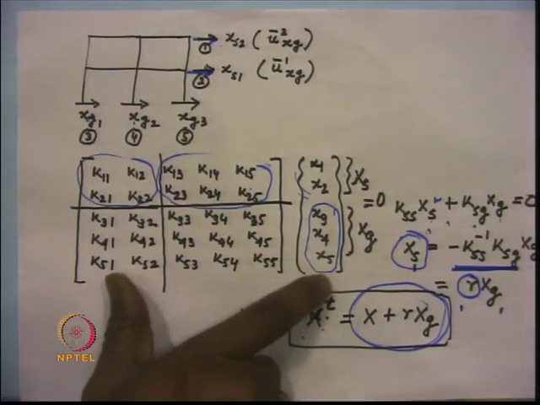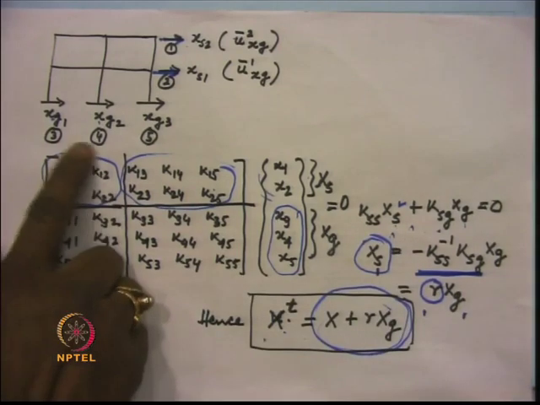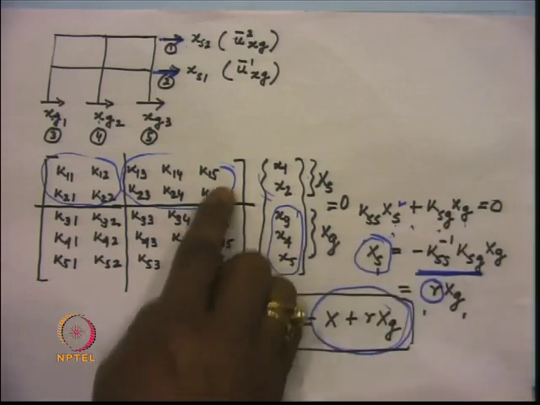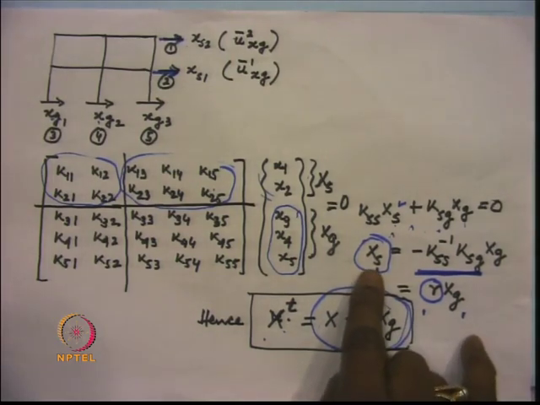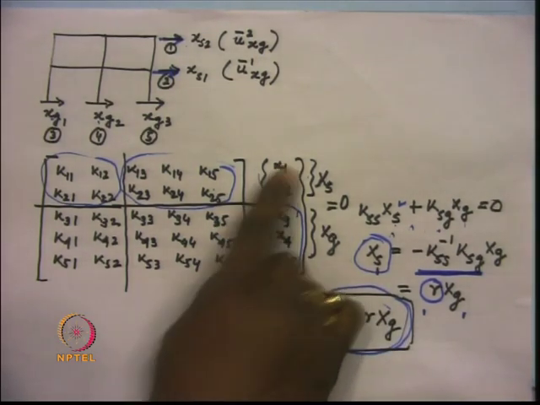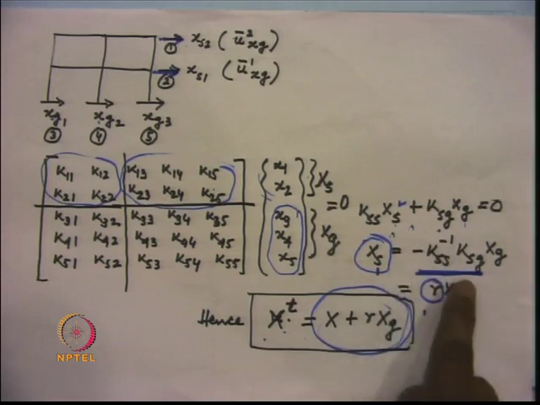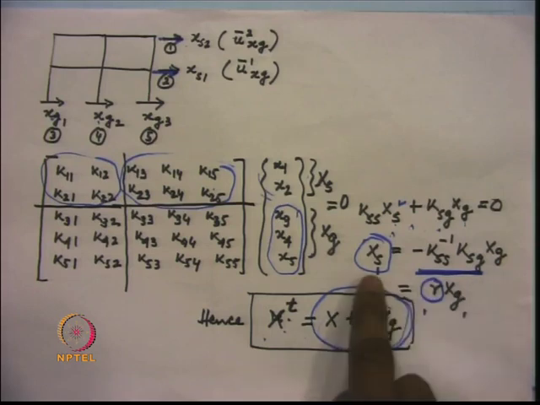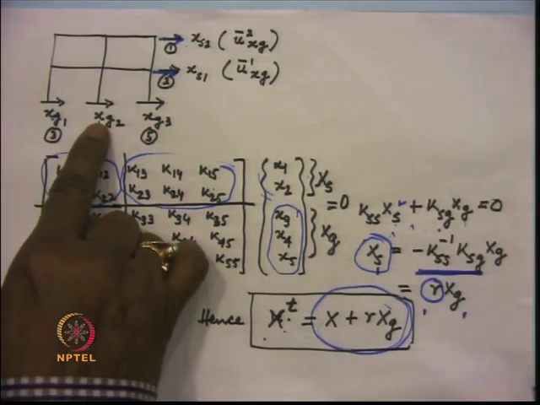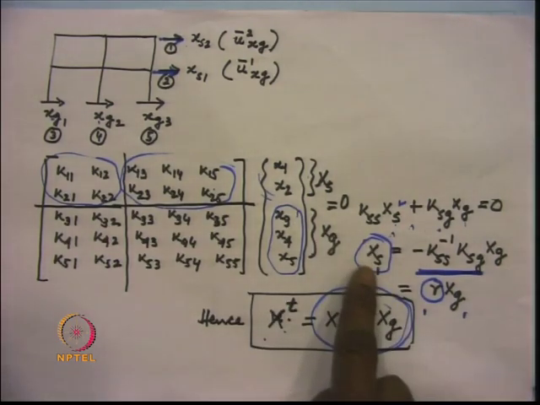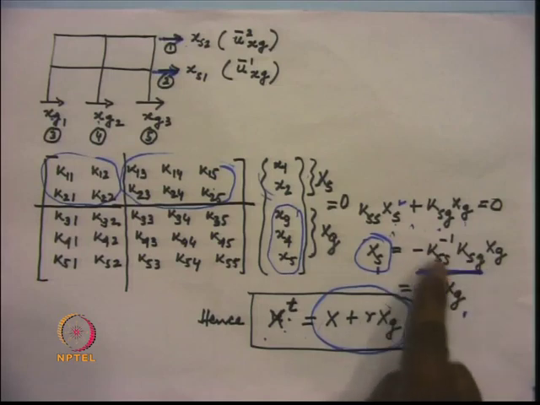Non-support degrees of freedom are called say xs and the support degrees of freedom are called say xg. If we consider this partitioned matrix, then one can write down kss into xs plus ksg multiplied by xg, and that should be equal to 0. From there one can write down xs, that is the displacement at the non-support degrees of freedom produced due to xg, which is known to us, as equal to minus kss inverse ksg into xg. That is, these two displacements can be obtained from the known displacements at these 3 points xg. We can write xs in general as equal to r into xg, where r is a matrix consisting of minus kss inverse into ksg.